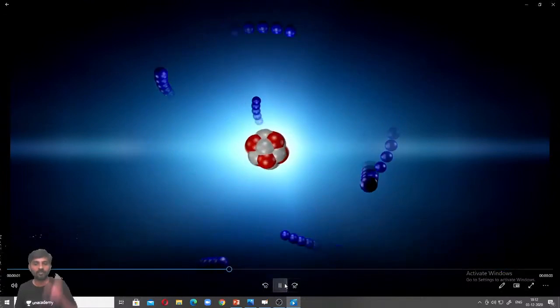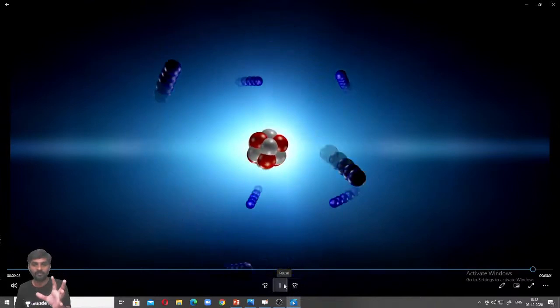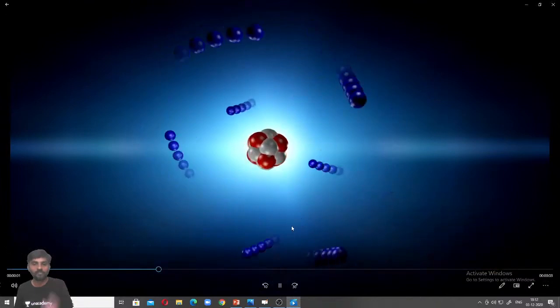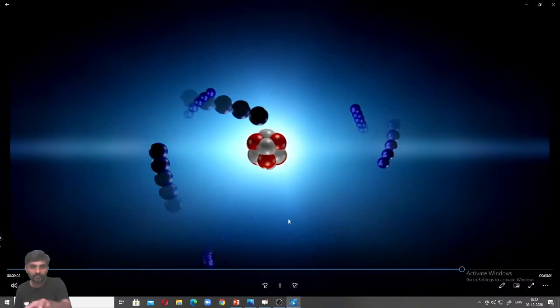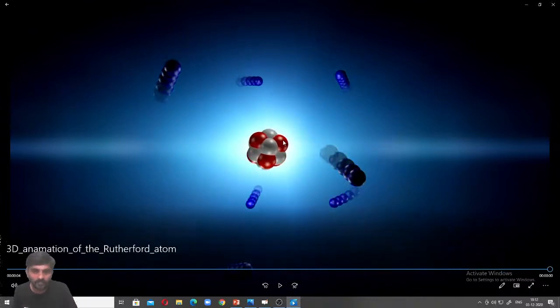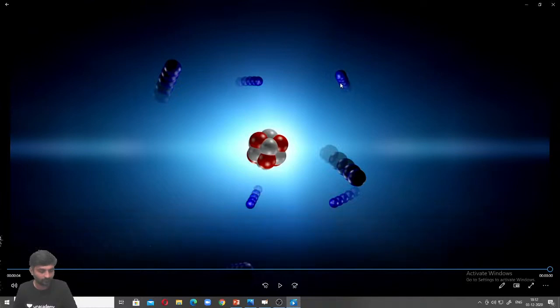Clear? So an atom consists of this. You can see what's happening here. This red and white are considered as protons and neutrons, and this yellow can be imagined as electrons. Is it clear? Okay.